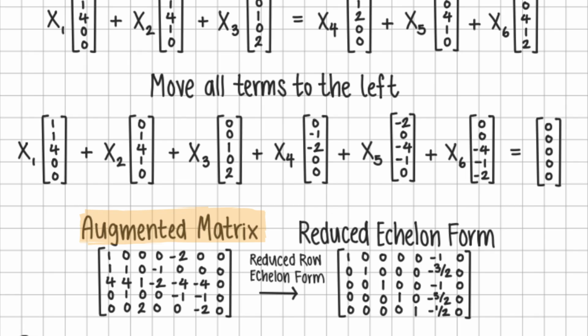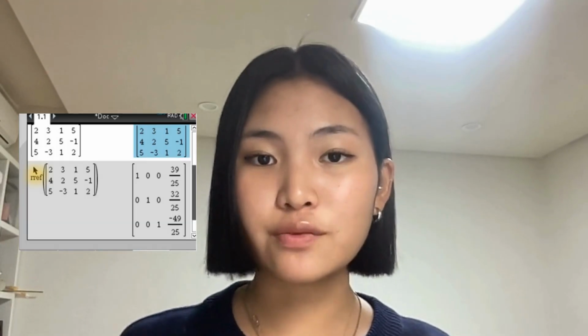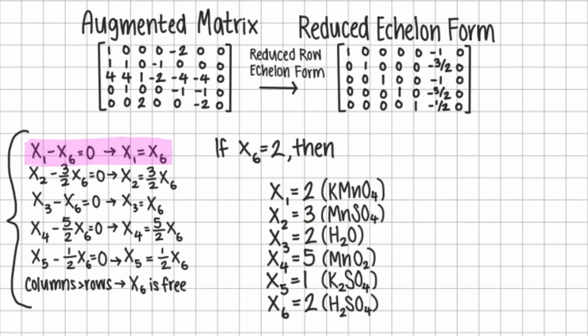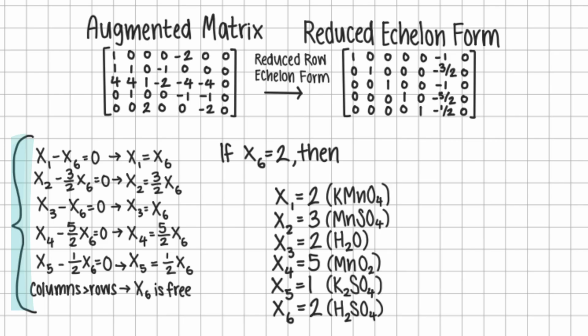Now, to solve this matrix, you can either do it by hand using row operations, or you can use a calculator's RREF, reduced row echelon form function, to yield the matrix in reduced echelon form. This form makes it easy to solve each equation which is represented by each row in the matrix. Turning this matrix into equations, we come up with a solution set, ending with x6 being a free variable, given that there are more columns than rows in the matrix.